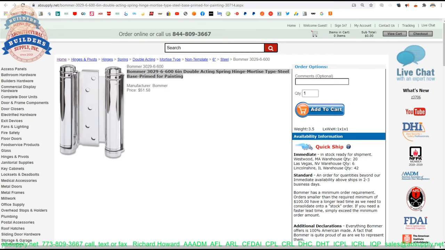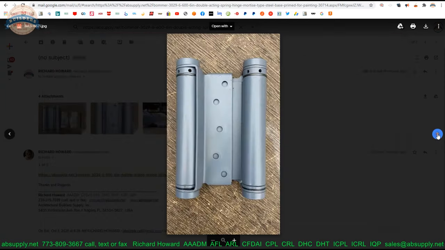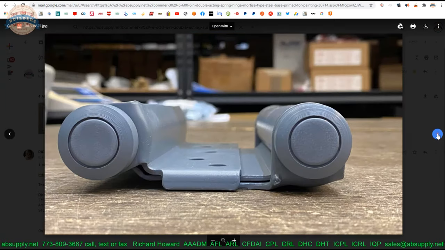Okay, here is the item that we are indeed looking at. The 3029-6. This is a generic stock image. Speaking of images, I do have some actual photographs we can take a look at. This shows the screws, the two tension pins, and the tension rod that you'll get. The hinge itself, an end view, so to speak.